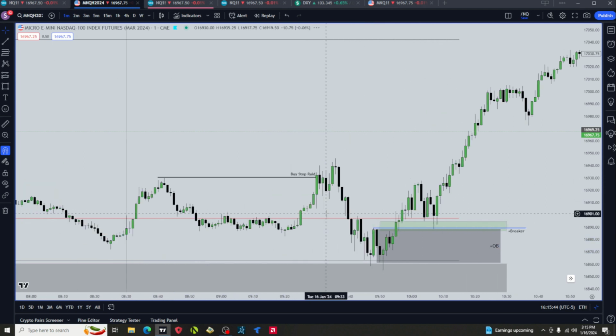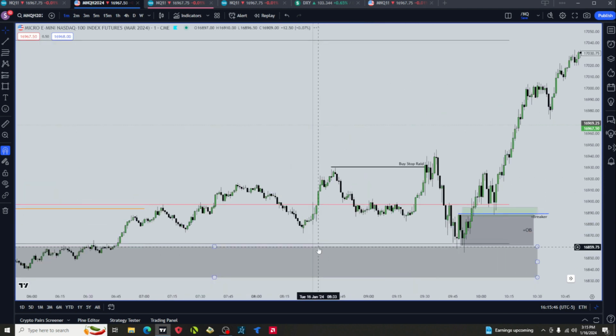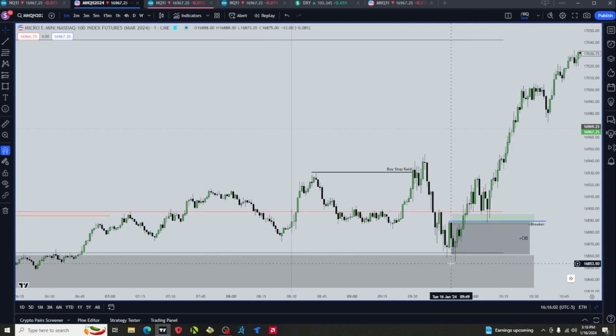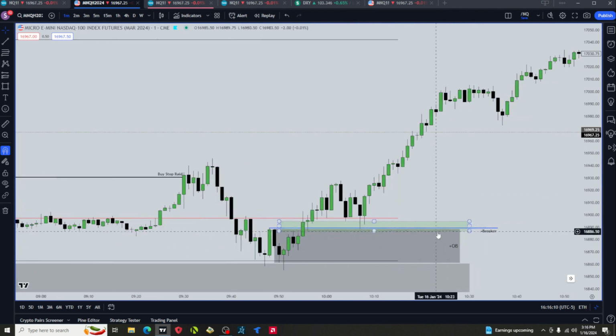So now we're looking to go long when the underlying market structure is bullish and we're trading in a discount, and we have a fair value gap, a breaker, and an order block all lined up for us to go long after. All of this formed directly after we traded down to 62% retracement and jumped out of this bullish order block.